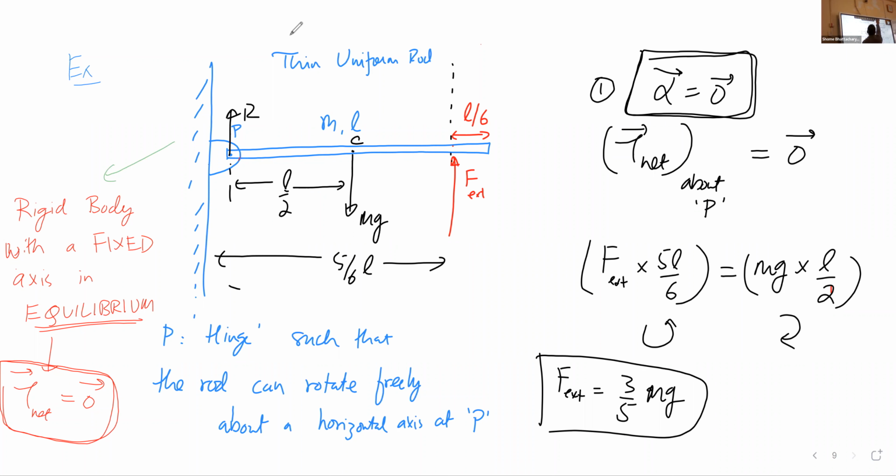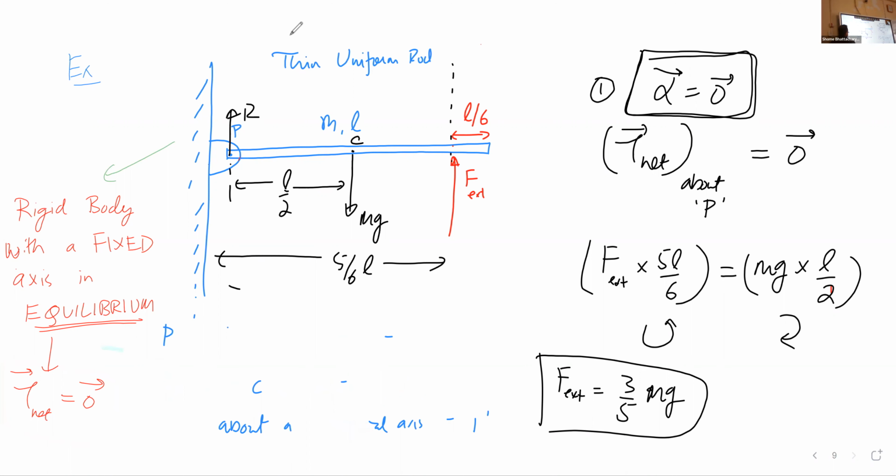So the next thing that we'll see is, apart from the fact that alpha is 0, we are also seeing that the acceleration of the center of mass is 0. So net force should be how much? 0.